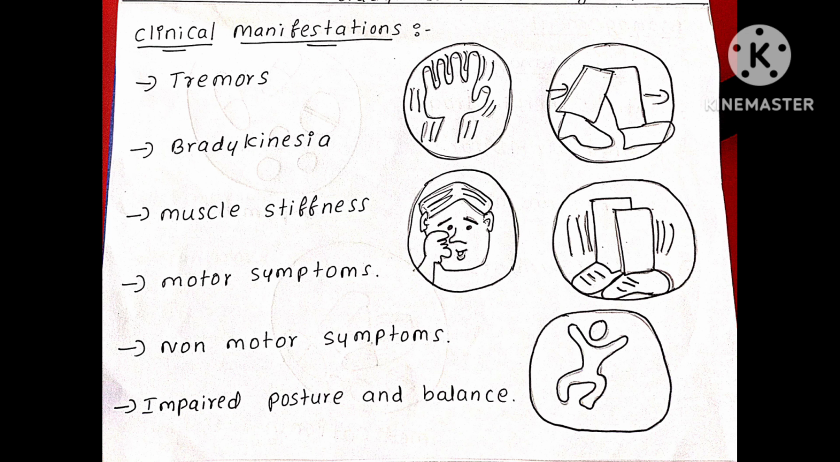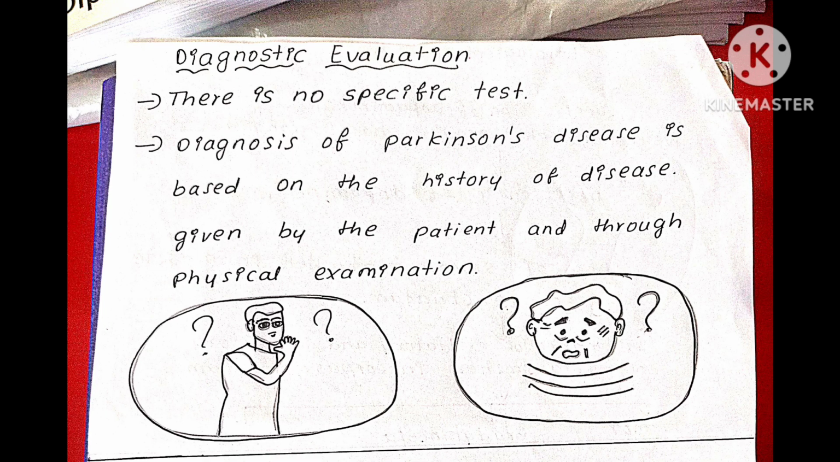Next, motor symptoms, that is reduced eye blink, dysphagia, dyskinesia, impaired posture and balance, speech changes, and changes in writing style. Non-motor symptoms are sleep disturbances, edema, fainting, sexual dysfunctions, and sensory symptoms, that is loss of smell, loss of sensation or pain, and depression.